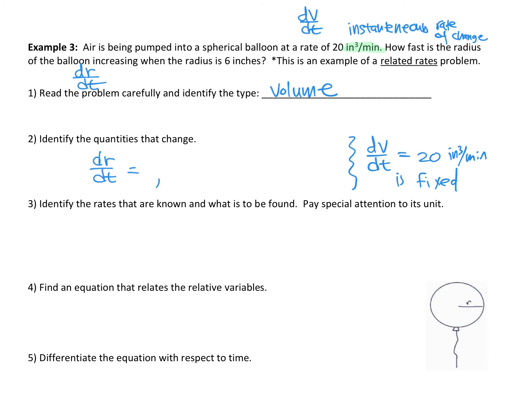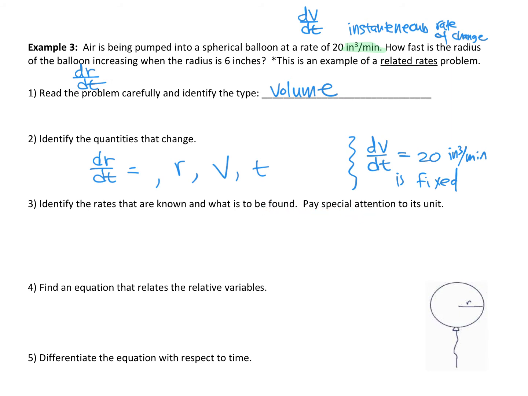But obviously when you pump in the air, the radius is going to increase. The radius is going to change. The volume is going to change. Obviously the time changes, right? So just by reading this, the rate of how fast the radius is increasing is going to be different. Radius is going to be different. Volume is going to be different. Time is going to be different. Identify the rates that are known and then what is to be found.